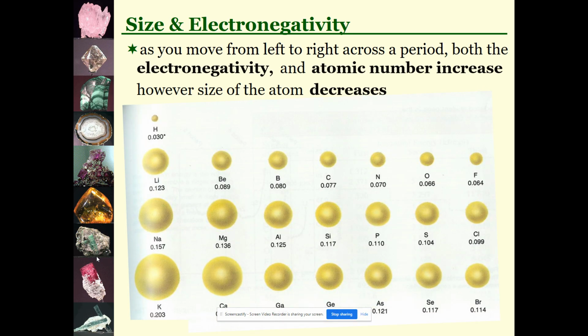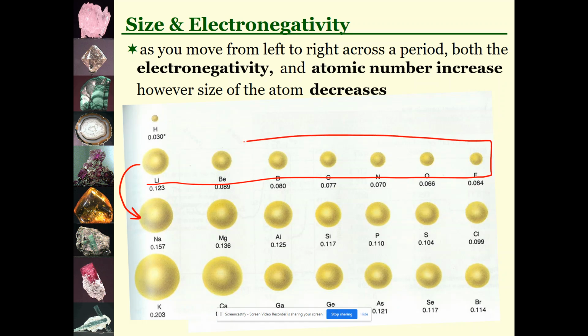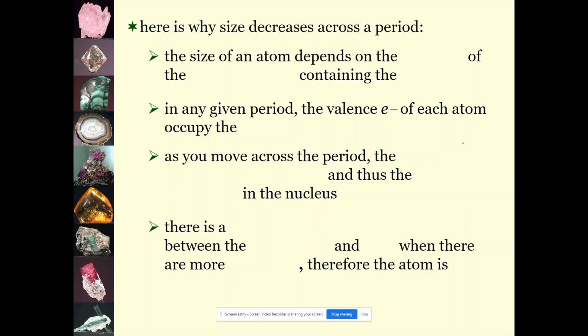So here's an image showing again, as we're going across the periodic table, these are the electron clouds. The electron clouds are getting smaller and smaller as you go from left to right. As you jump down from one period to the next, they get a lot bigger. But when you're within one period, going from left to right, they're decreasing, decreasing, decreasing. So here's why the size decreases as you're going across a period.